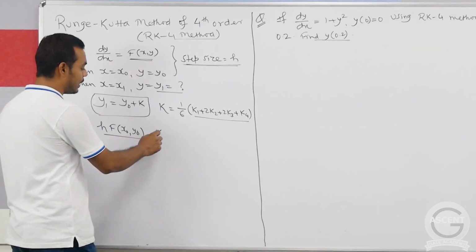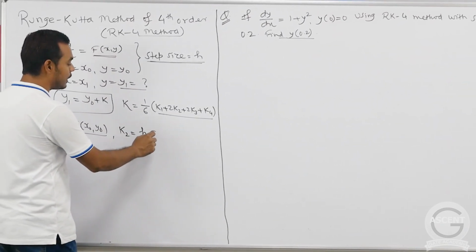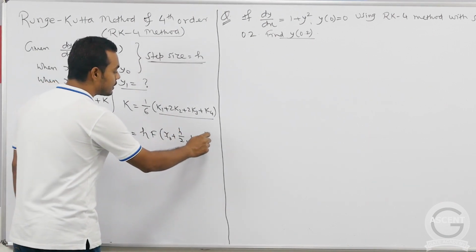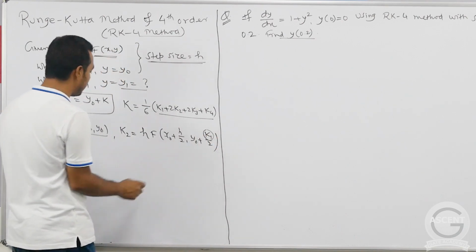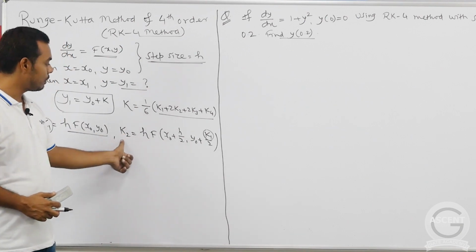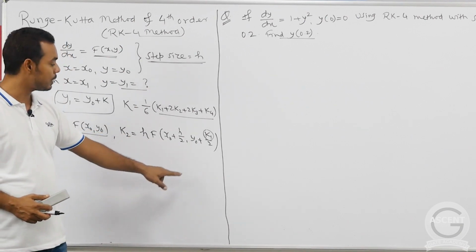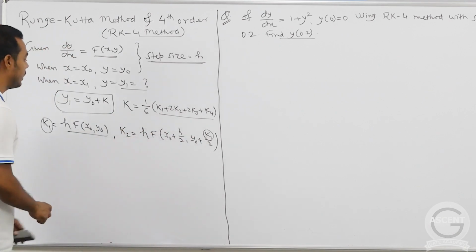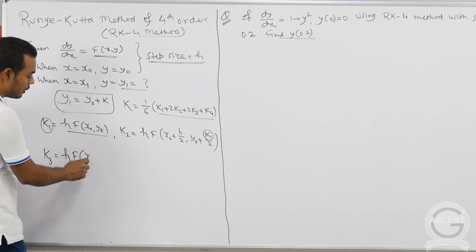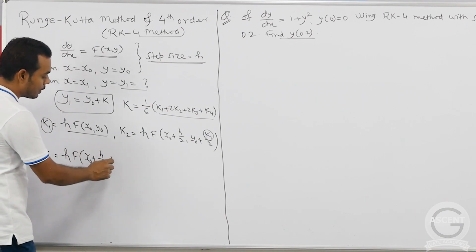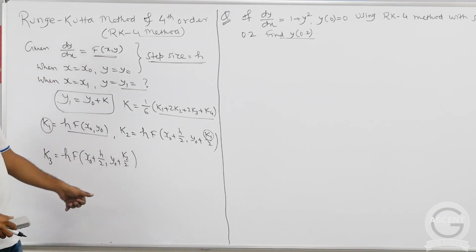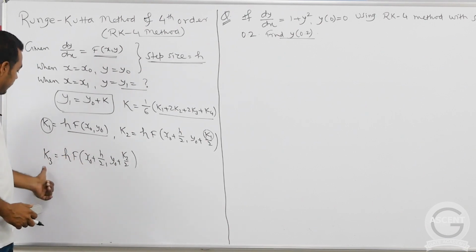Then we have to calculate k2. k2 will be h into f of x0 plus h by 2, y0 plus k1 by 2. Remember that this k1 will be this k1. From here you have to substitute the value of k1 here. So k2 will be h into f of x0 plus h by 2, y0 plus k1 by 2. Then we need to calculate k3. k3 will be h into f of x0 plus h by 2, y0 plus k2 by 2. Once you have calculated k2, then you have to substitute the value of k2 here to get the value of k3.